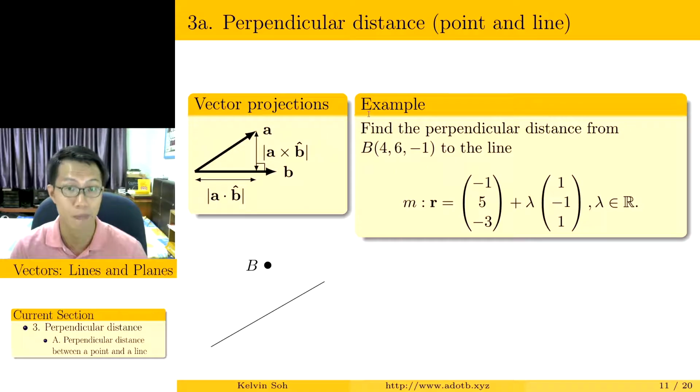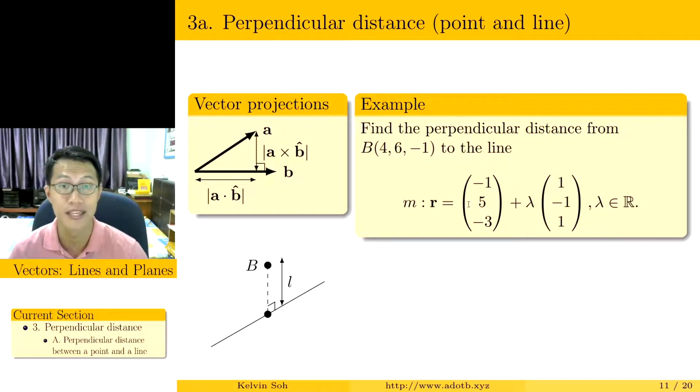So for our first example, we'll be finding the perpendicular distance from this point B, (4, 6, -1), to the line below it, given by this equation. So on this picture, this length L is the length we are interested to find. So to find this length L, our aim is to recreate this vector projection picture and use the appropriate formulas to obtain the length. To do that, we will make use of equation of a line.